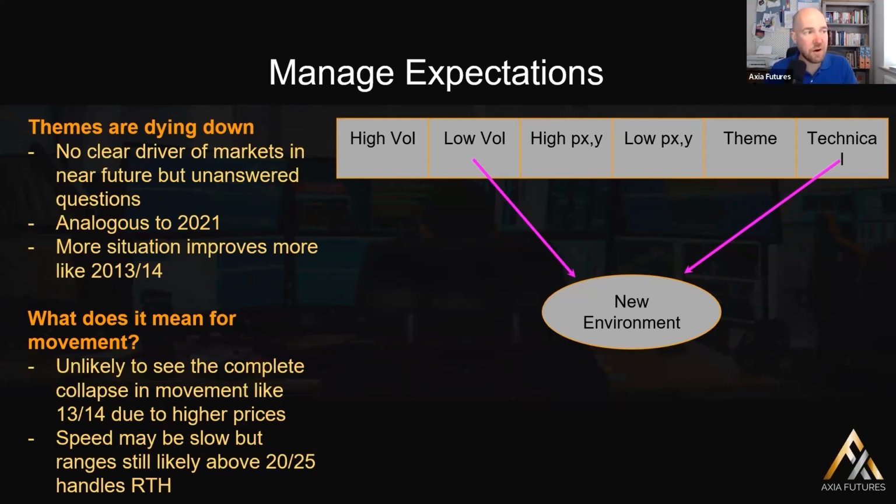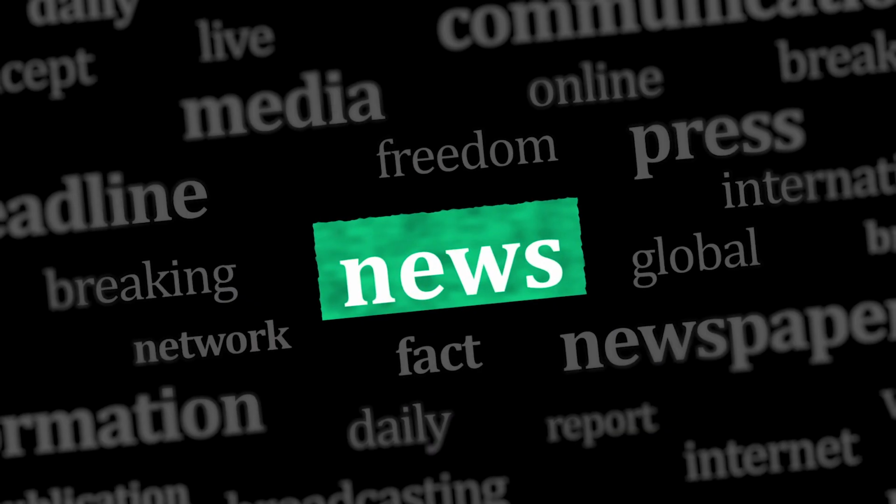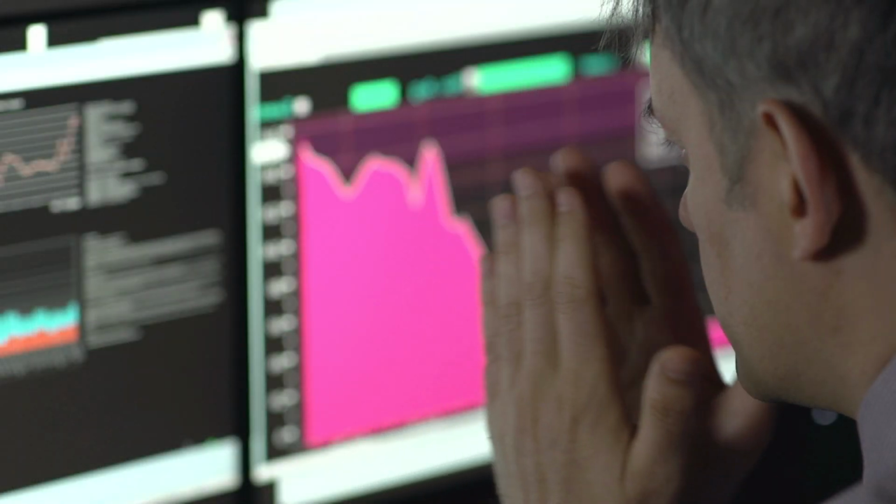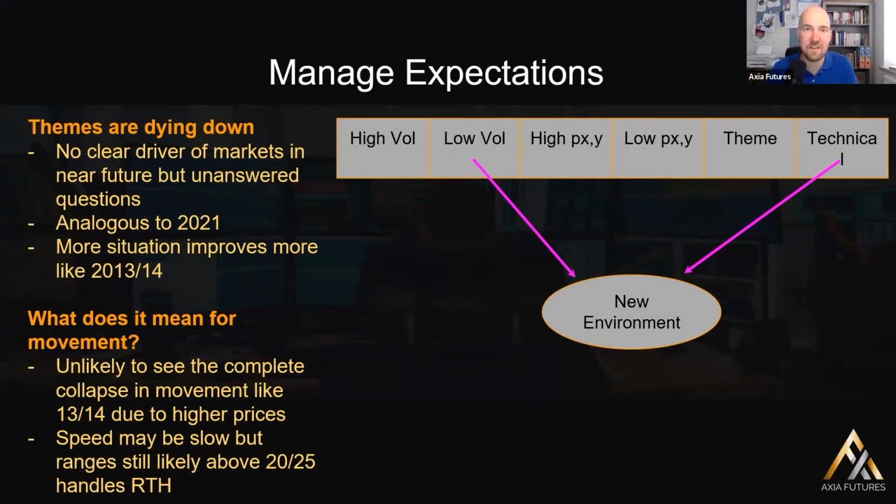In terms of where I would put us from an environment perspective, we're moving towards lower volatility. I would also suggest this leads you to a more technical-based trading skill set. There's no theme, there's no news that you need to greatly understand. So the market's not sensitive, and your need to trade data is diminishing.